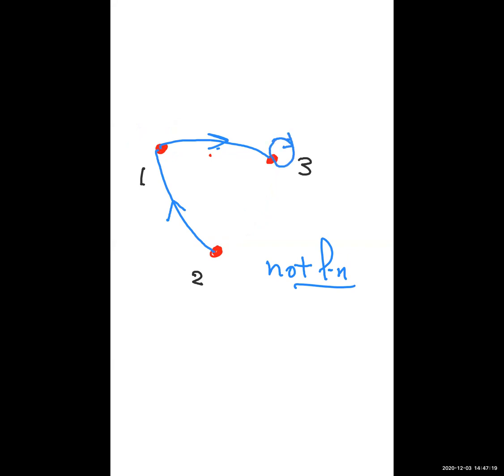Okay, now let's check. One arrow from 1 to 3, so there is one arrow here. One arrow from 3 to 3. One arrow from 2 to 1. So the 3 elements, 1, 2 and 3, each one has only one arrow, right? So in this case, it's a function. Right?